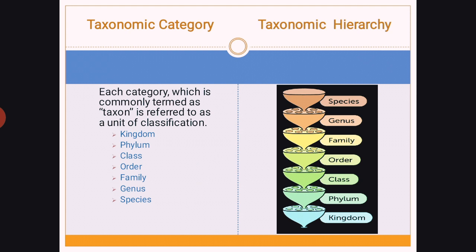There are also some subcategories in between each category, and all of these categories together constitute a hierarchy which is termed the taxonomic hierarchy. In the hierarchy, kingdom is the superior or the highest category, whereas species is the lowest one. Now we will just go through all of the 7 categories in brief.